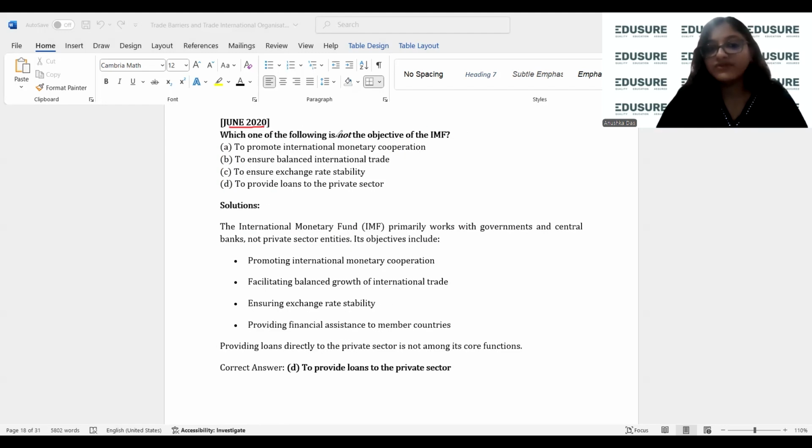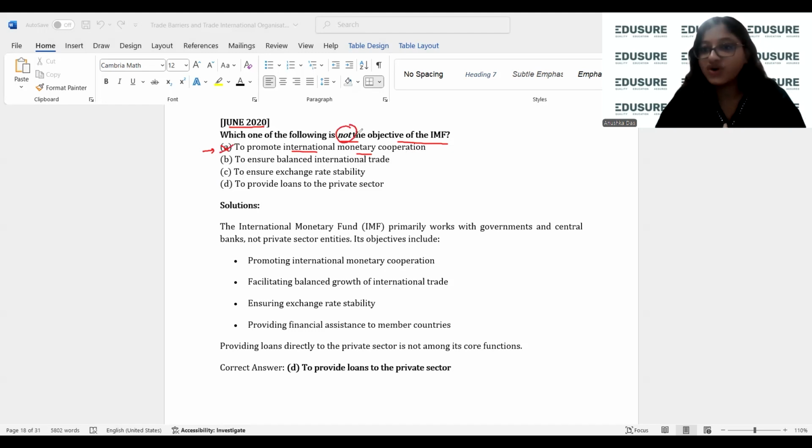It says, which one of the following is not the objective of IMF? First option is saying to promote international monetary cooperation. This is absolutely true. This is one of the objectives of IMF. That is why it was built in the first place, to promote international monetary cooperation, right? So this will be true. This is one of the policies, so it is not the right answer.